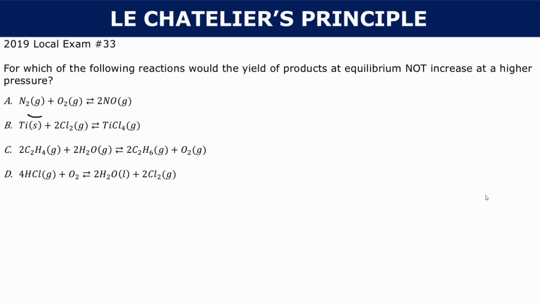For this one, we have two gaseous particles on the reactant side and two gaseous particles on the product side. So it's kind of an ambiguous case. We can leave that for further analysis once we get through the rest of the answer choices.